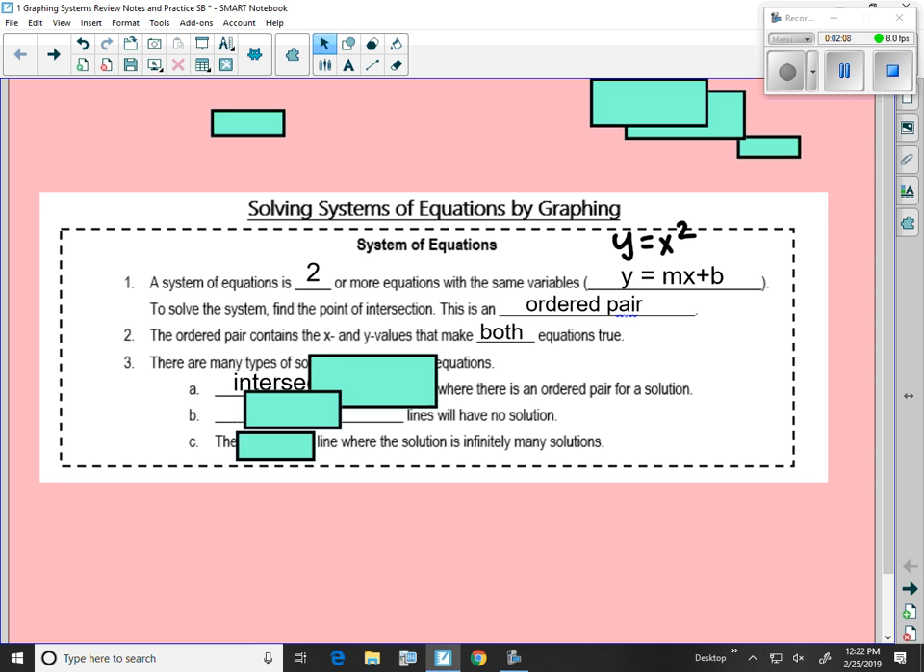The ordered pair contains x and y values that satisfy both equations, meaning if you plug in x and y, it works for both equations. We will have a case where we have intersecting lines, two lines that intersect one time, and there's one ordered pair for that solution.